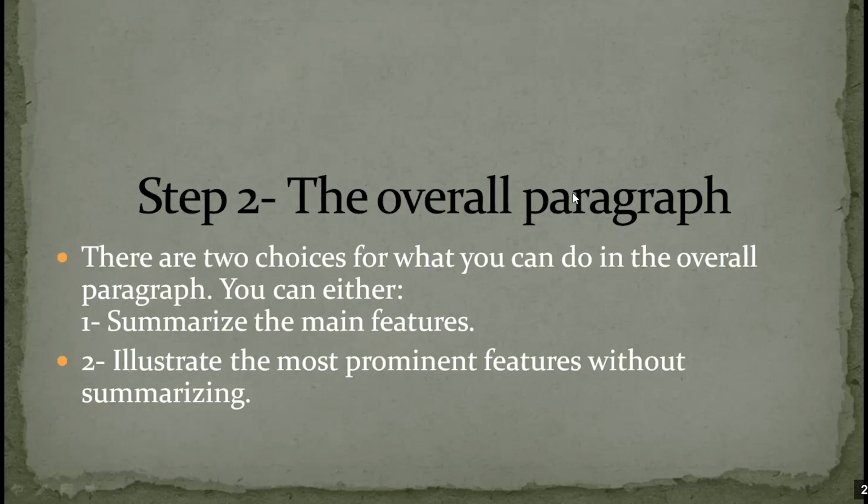Now, the overall paragraph. How do we write an overall paragraph? There are two choices. You can either summarize the main features, but in some cases you cannot really summarize, so all you have to do is to illustrate the most prominent, the clearest features without summarizing. Of course, the first one is preferred, is better, but you cannot do it all the time. So if you cannot really summarize, focus on the most prominent features. And I'm going to explain what this means.